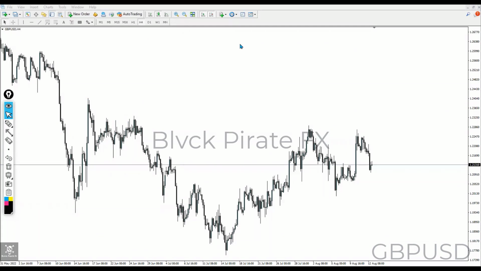I have got the pound dollar with me right here, and there are a couple of things that I am seeing here. We have price trading lower. We could say we were in a downtrend there. Our institutional order flow was bearish. What do I mean by that?